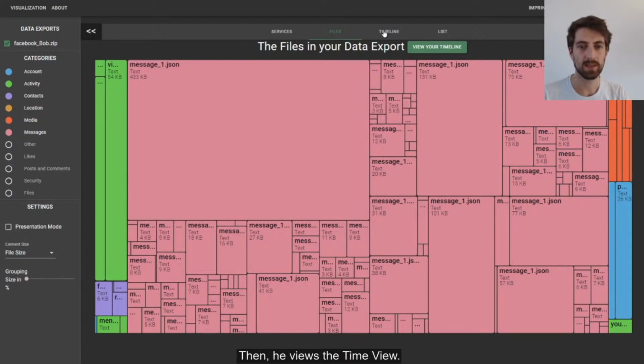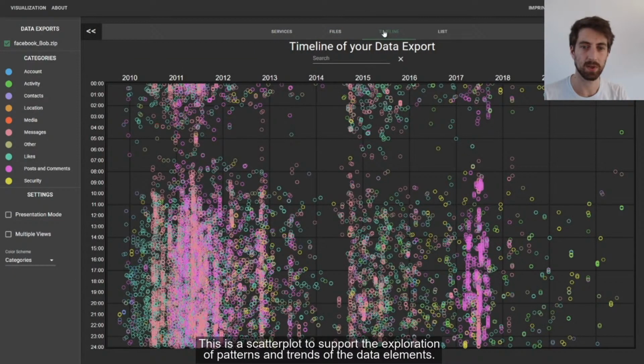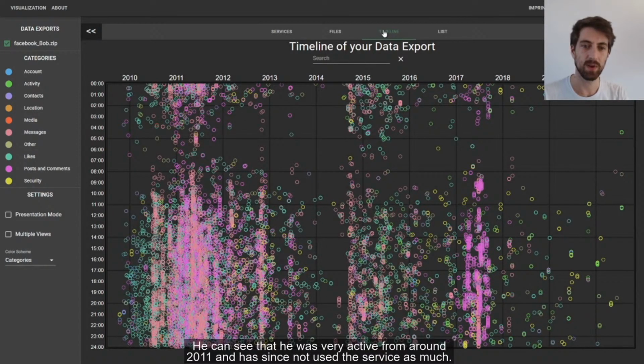He then views the time view. This is a scatter plot to support the exploration of patterns and trends of the data elements. The repetitive cycles of time are considered and split into two dimensions. The x-axis shows the years and months, while the y-axis shows a single day. Each circle in the visualization represents a data element, while the color indicates the category. Here Bob can first see an overview of his activities over the years. He can see that he was very active from around 2011 and has since not used the service as much.